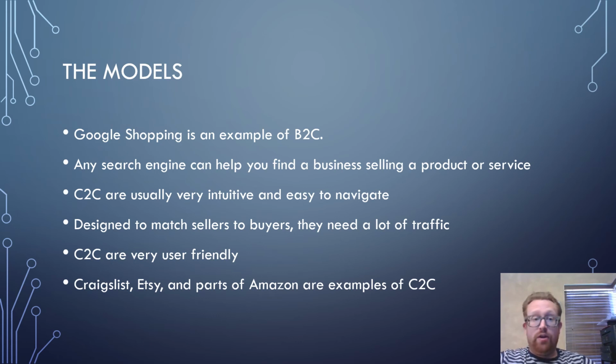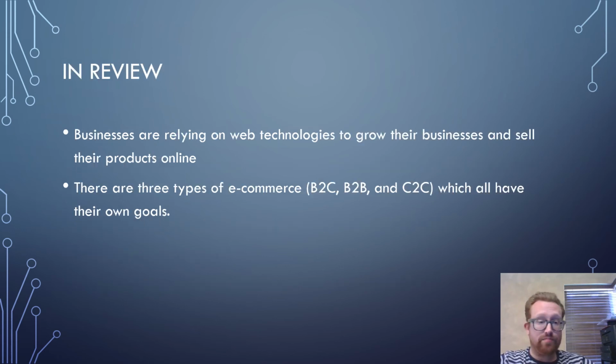Okay, Craigslist, not so much anymore. The text mentions it, but Craigslist has kind of gone by the wayside. But Etsy and parts of Amazon are examples. I included parts of Amazon because some of Amazon is done by Amazon itself, but others are independent people selling in Amazon's marketplace, and you get it directly from them. These are examples of consumer to consumer.